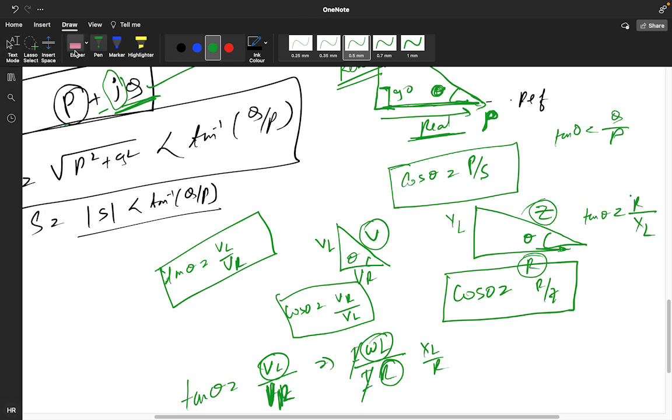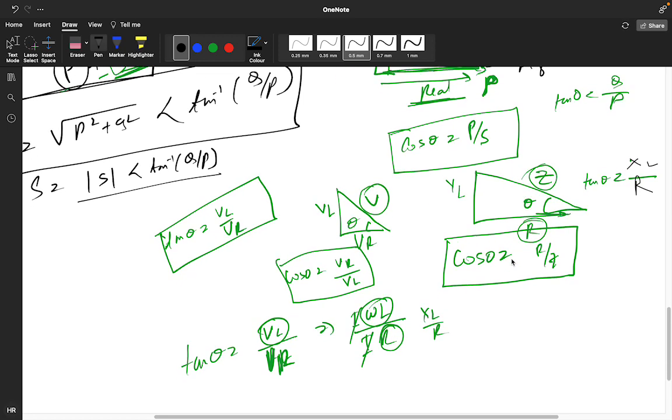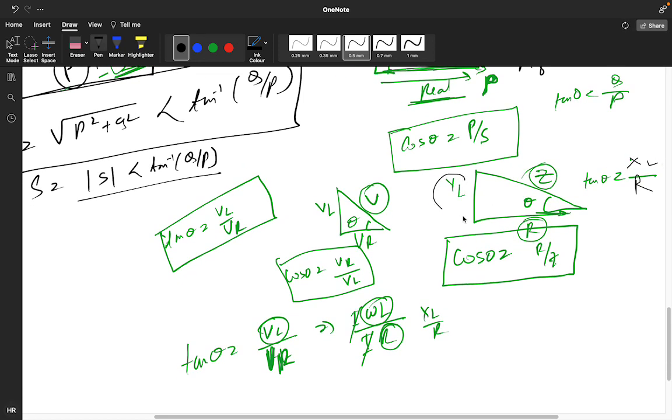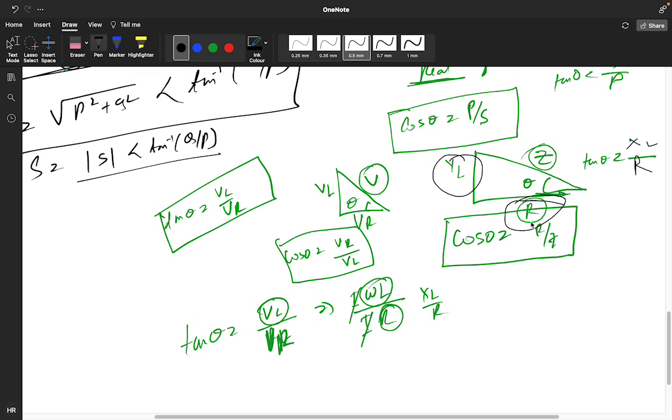P by B, na. So same result we are getting. This tan theta is equal to XL by R. Tan theta is coming as this XL is getting divided by R. So tan theta is XL by R. Cos theta is R by Z.